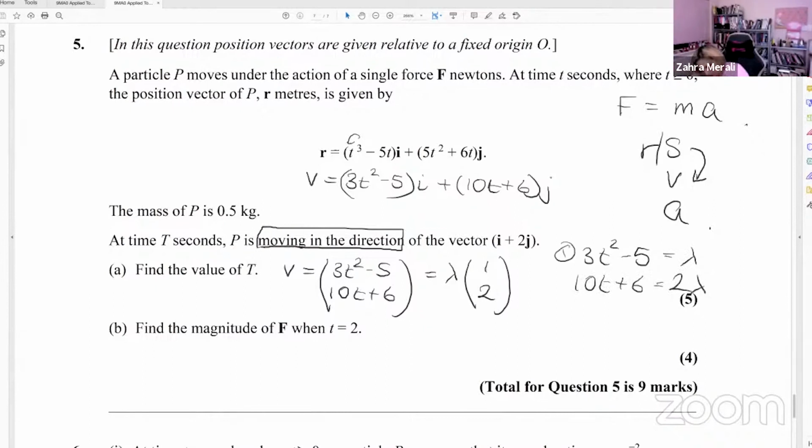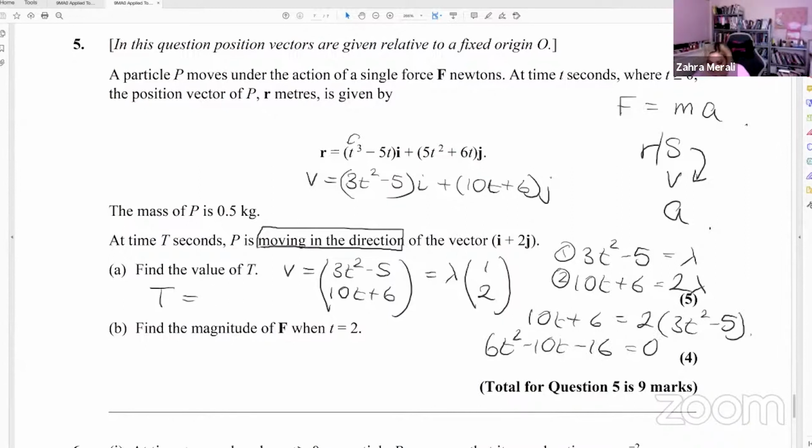We can substitute 1 into 2. So we get 10t plus 6 equals 2 lots of (3t squared minus 5), which gives us 6t squared minus 10t minus 16 equals 0. Plug that into our calculators, and we get t equals 8/3. And now what we want to do is find the magnitude of F.